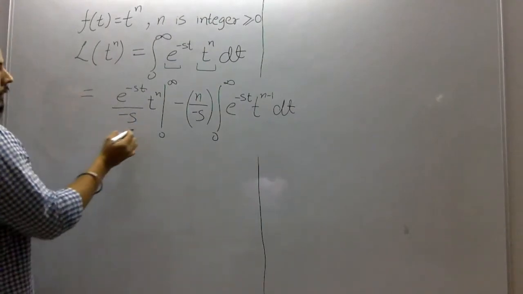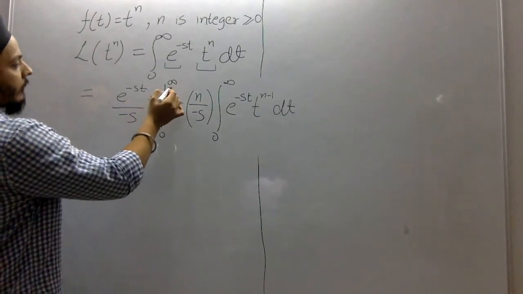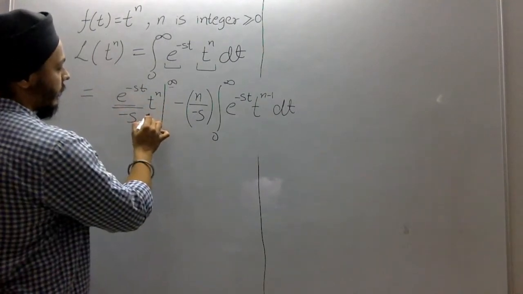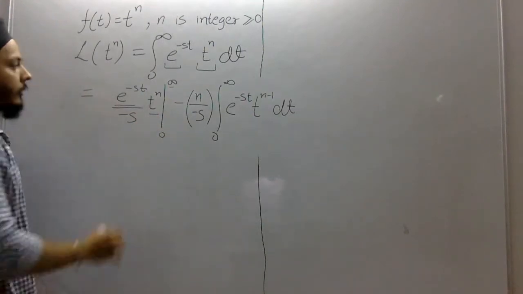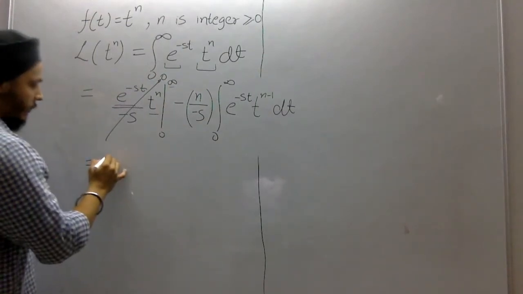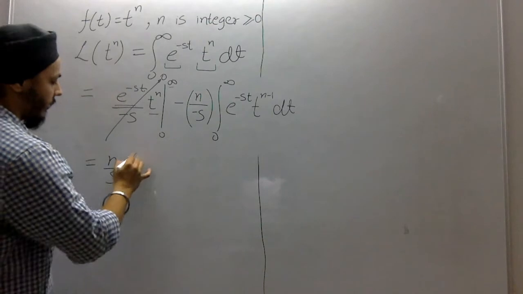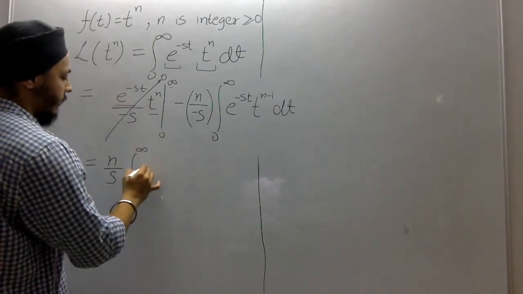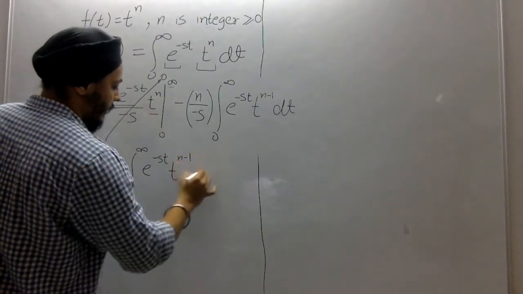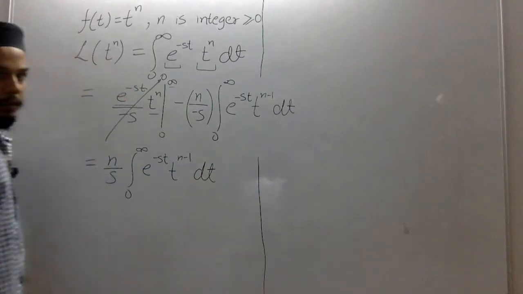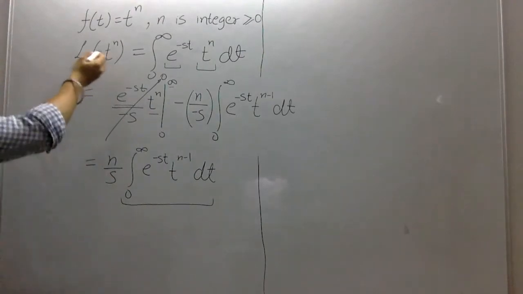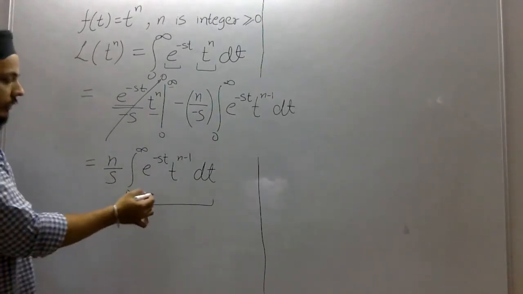Now for t equals infinity, e to the power minus st will become 0, and for t equals 0, t to the power n will become 0. Hence this term goes to 0. So the only term left with us is n over s integration 0 to infinity e to the power minus st t to the power n minus 1 dt. Now this is nothing but Laplace of t to the power n minus 1. So you see what is going on here.